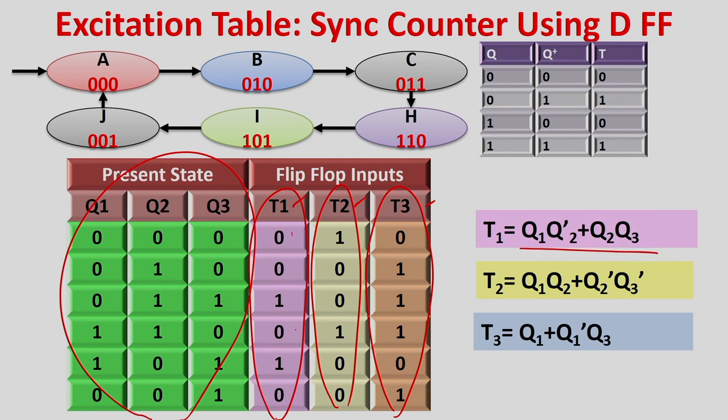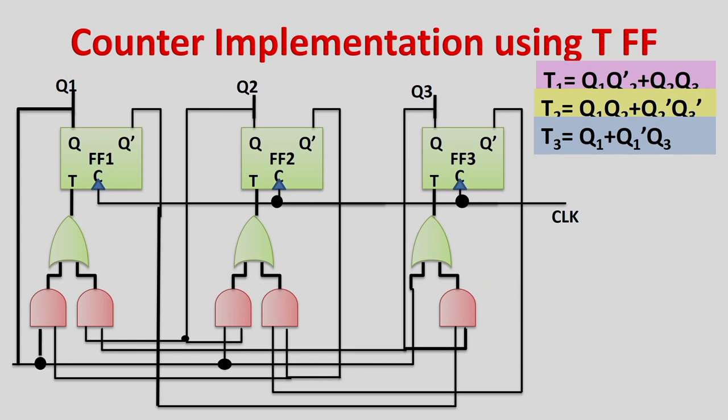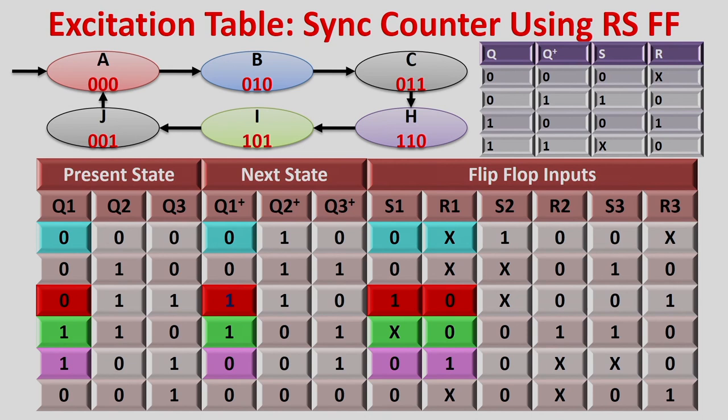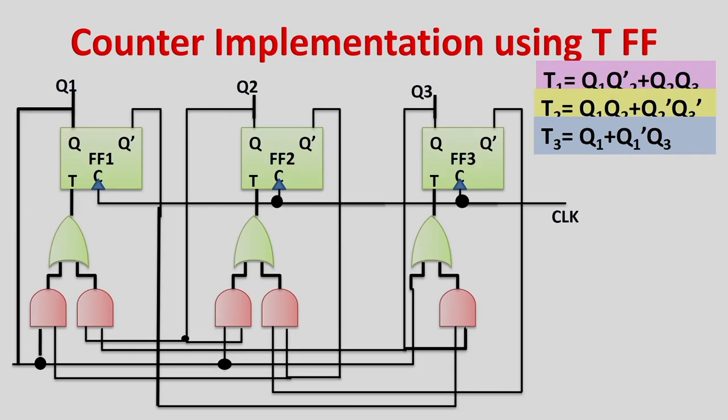The value of the input is already given. In the next state logic, T1 needs to be a function of Q1, Q2 and Q3. Based on this truth table, we can derive T1, T2 and T3. Using a very simple Karnaugh map, we can derive these equations, and once you derive the equations, the implementation is straightforward. So, this is the implementation, and clearly, in this case also we require a lot of gates.